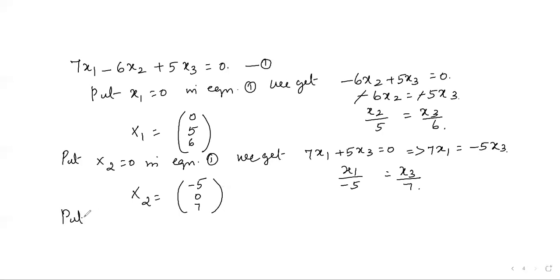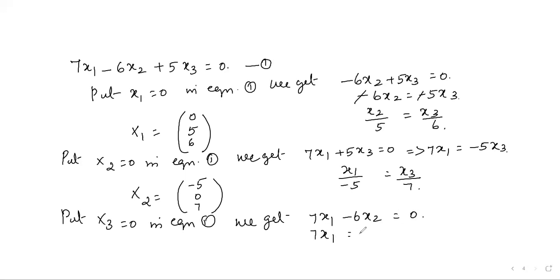Now to find the third eigenvector, put x3 is equal to 0 in equation 1. Substituting x3 is equal to 0, you will be getting 7x1 minus 6x2 is equal to 0. So 7x1 is equal to 6x2, which implies x1 by 6 is equal to x2 by 7. Therefore, the corresponding eigenvector is x1 is 6, x2 is 7, x3 is equal to 0.